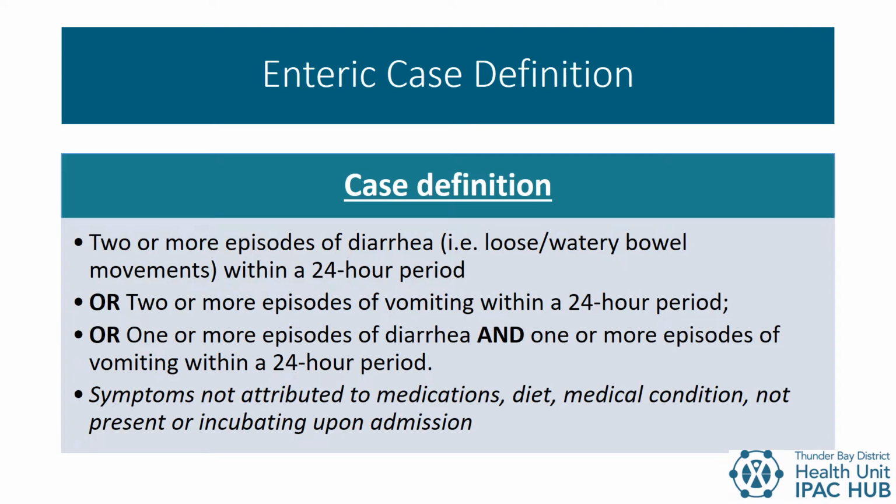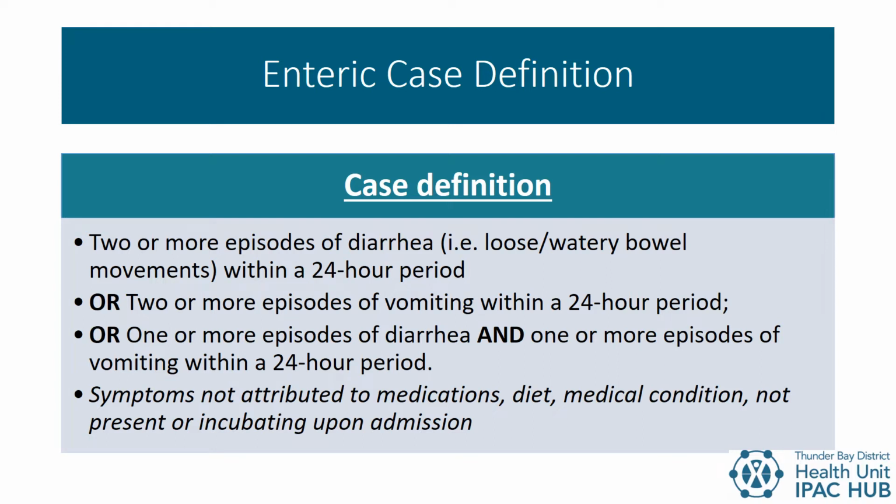Enteric outbreak case definition is defined in the Infectious Disease Protocol, Appendix B, gastroenteritis outbreaks in institutions and public hospitals. The case definition is as follows: 2 or more episodes of diarrhea within 24 hours, or 2 or more episodes of vomiting within 24 hours, or 1 or more episodes of diarrhea and 1 or more episodes of vomiting within the 24-hour period. So think 2 diarrhea, 2 vomiting, or 1 and 1 diarrhea with 1 vomiting.